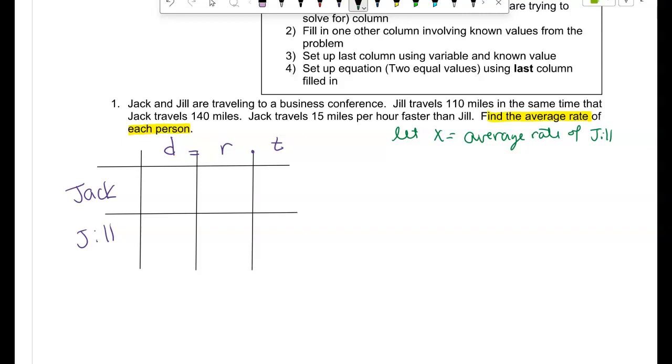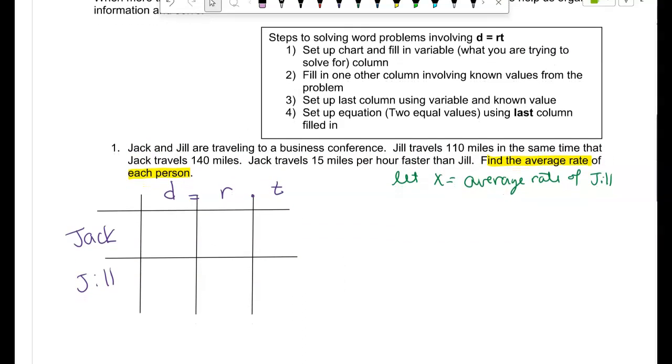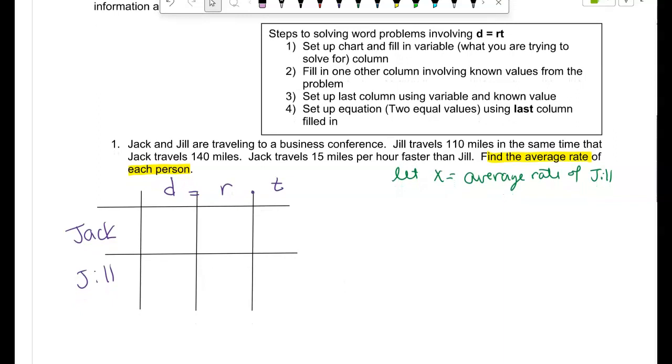Okay, so first of all, we set up our chart for the columns. Now, this, by the way, was just step number 1. Putting Jack, Jill, distance, rate, time, that was the very first step. Okay, step 2 is what we're going to do next. It says fill in one column involving known values from the problem. What do we know? We know the distance. So this time we're doing distance. How far does Jill travel? Right, 110 goes there, miles.